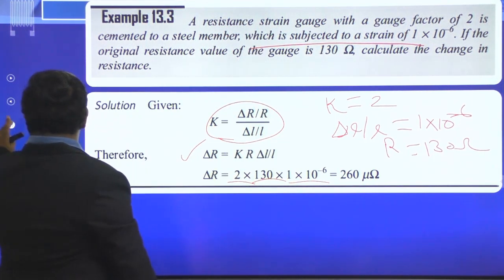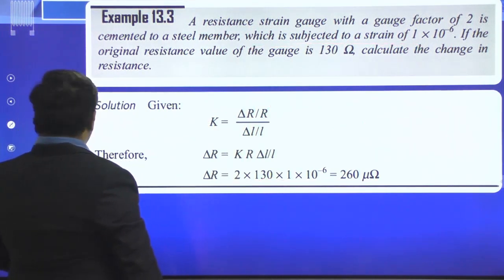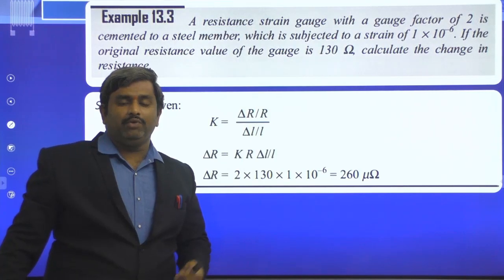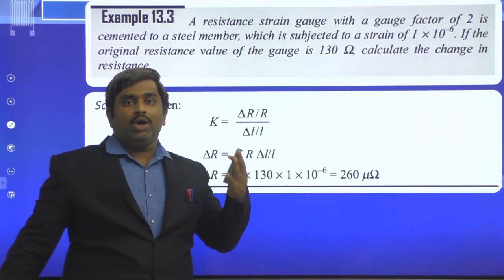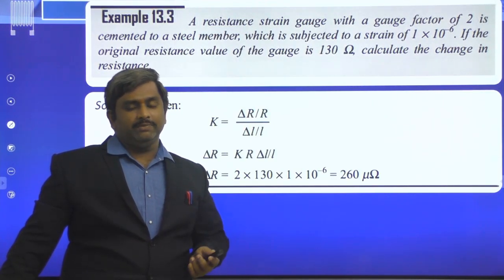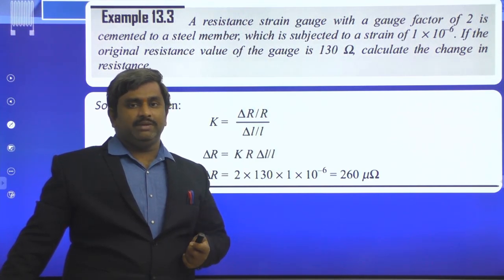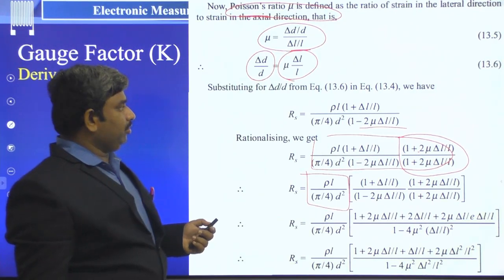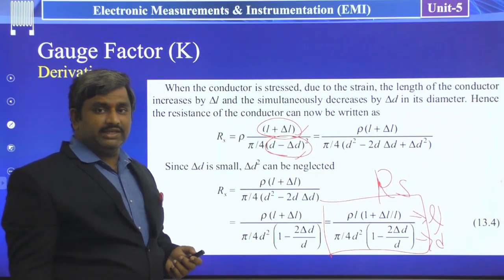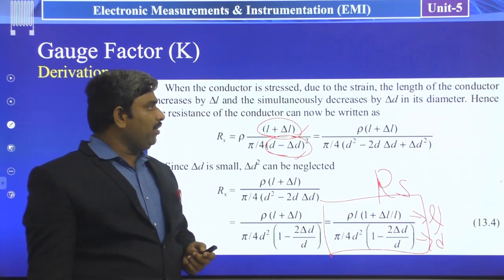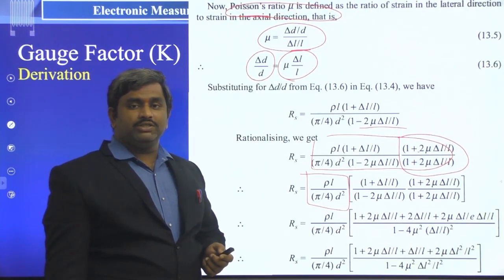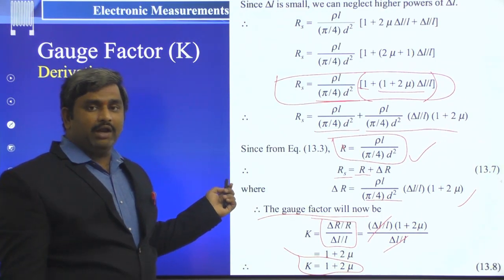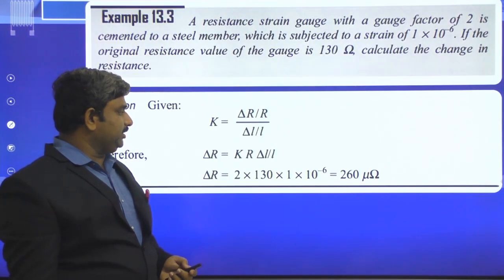Okay, with this we have completed the wire type strain gauges. Totally we have 3 different types of strain gauges: wire strain gauges, foil type strain gauges, and the last one, semiconductor type strain gauges. Here we have wire strain gauges. In wire strain gauges, we have completed the concept that they are divided into bonded and unbonded. We have completed unbonded and bonded strain gauges.